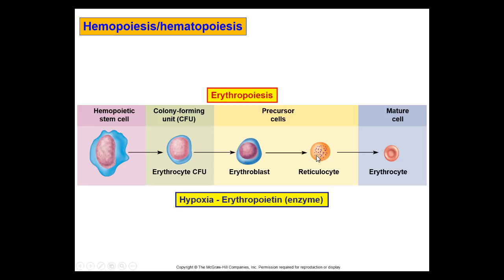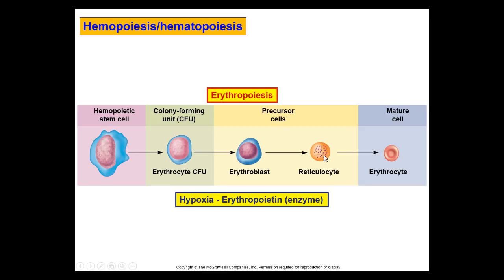The hemoglobin is already there. That happens over here. So at this stage, hemoglobin production and losing the nucleus. What's left? Ribosomes in the reticulocyte. All right, this is our immature red blood cell. It is released into the blood, and we expect to see a certain number of reticulocytes in our blood. They will mature into erythrocytes over the course of just 2 to 3 days.